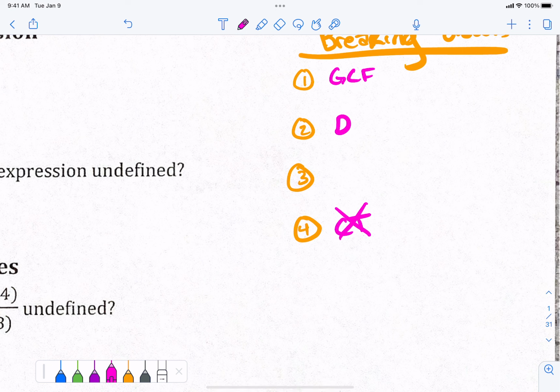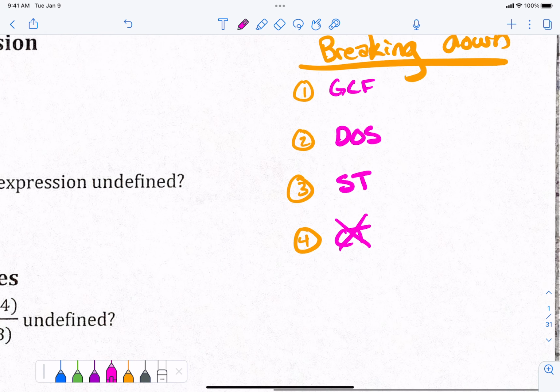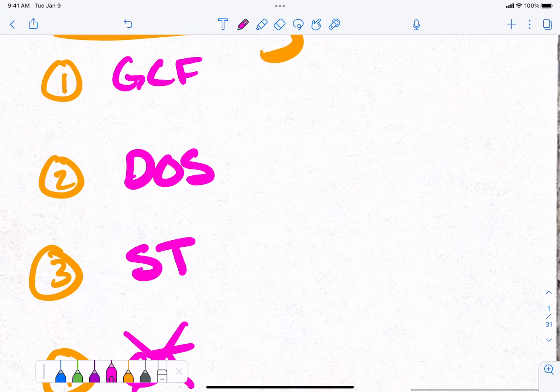Second one is a difference of squares. Third one is a simple trinomial. Okay, and I'm going to give you examples of those, and then complex trinomial, I won't give you any of those today. Okay, so you won't have any complex trinomials on your homework assignment. Got it? Let's do some examples.